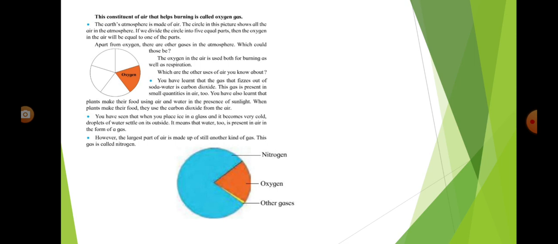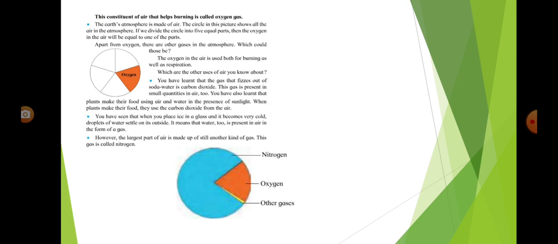You have seen that when you place ice in a glass and it becomes very cold, droplets of water settle on its outside. It means that water too is present in air in the form of a gas. However, the largest part of air is made up of still another kind of gas.